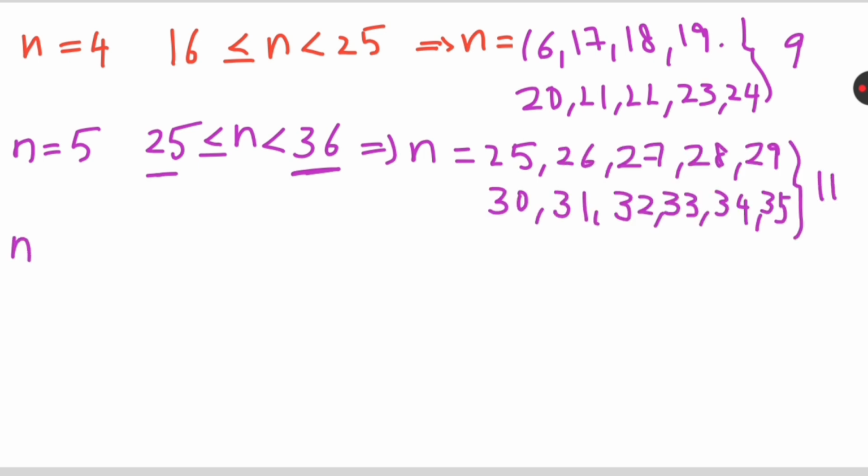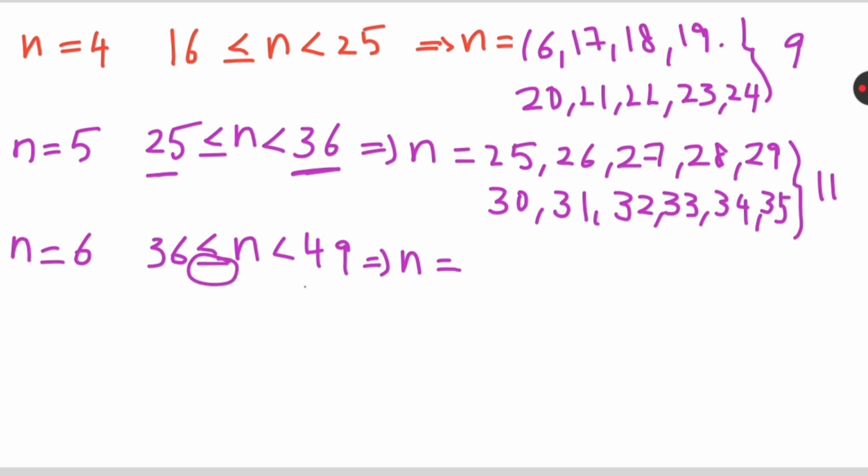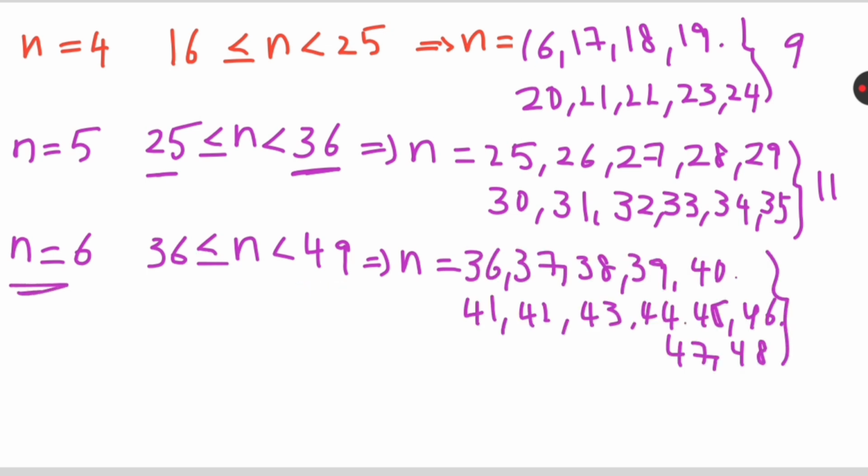Like that, we take n equal to 6, which is 6 square, that is 36 less than or equal to n less than 49. Now we are taking the range between 36 and 49. How many terms are we going to get? We start from 36 and here we have 49, so you take up to 48. So when n equals 6, we are going to get 13 terms. Now n equals 7.